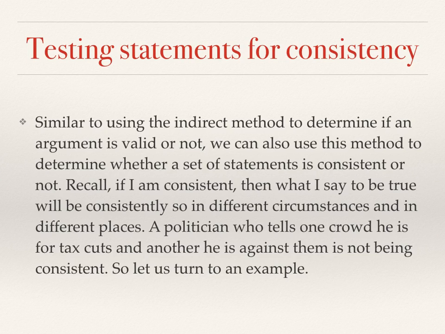We can also use truth tables or the indirect method to test statements for consistency. It's similar to using the indirect method to determine if an argument is valid or not. We can also use this method to determine whether a set of statements is consistent or not. So recall, as I discussed earlier, if I am consistent, then what I say to be true will be consistently so in different circumstances in different places. A politician like Lincoln, who I mentioned in the example before, who tells one crowd he is for tax cuts or for slavery, and another he is against tax cuts or against slavery, is not being consistent. So let's turn to an example.